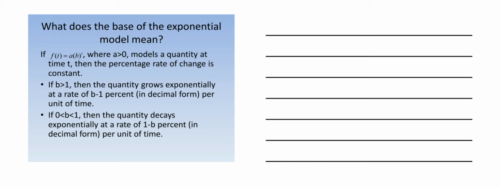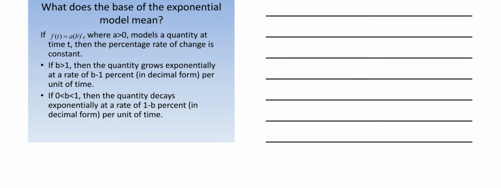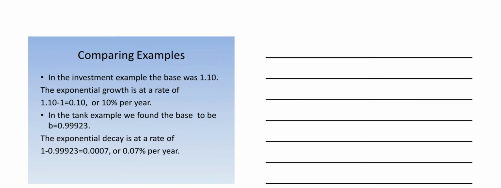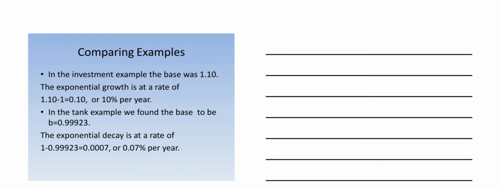So I've previously had a couple of videos out for reference that we could compare. If we compare examples, we had one where we were talking about an investment. In the investment example, the base was 1.1. So the exponential growth at a rate of, if we take 1.1 minus 1, that gives us 0.1. Multiply by 100, we get 10% per year.